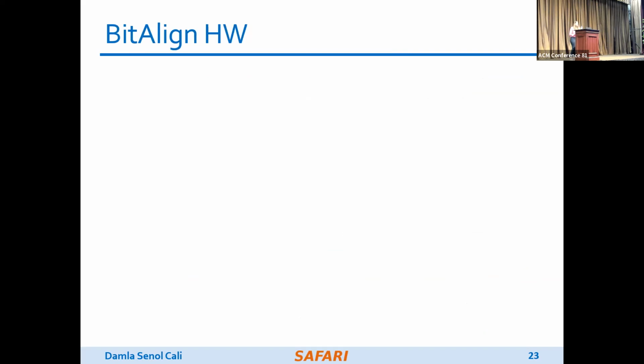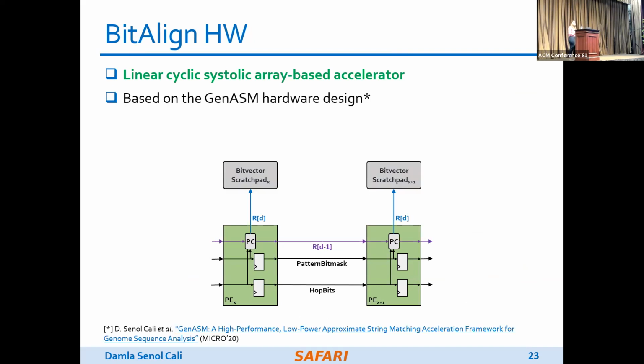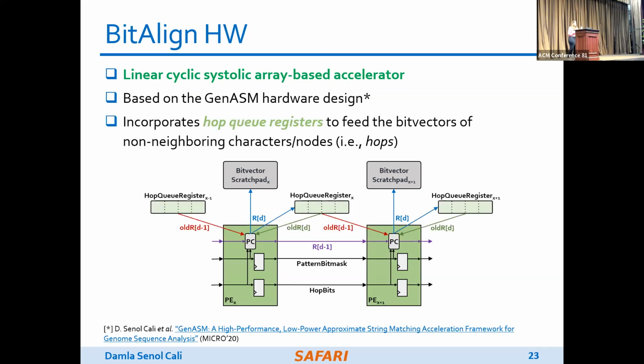When we look at the hardware design of BitAlign, we implement it as a linear cyclic systolic array-based accelerator. While this design is based on the GNASM hardware, where bit vectors are written to bit vector scratchpads during the bit vector generation step for later use in traceback, our new design incorporates hop queue registers in order to feed the bit vectors of non-neighboring characters or nodes, so the hops.